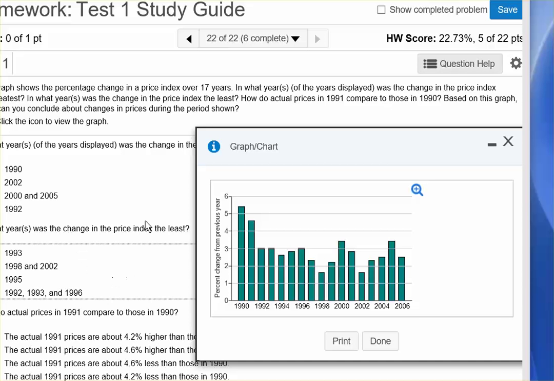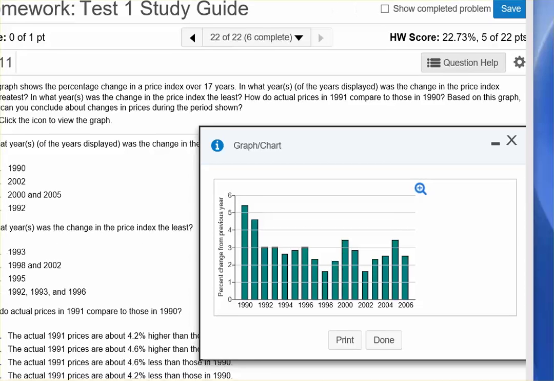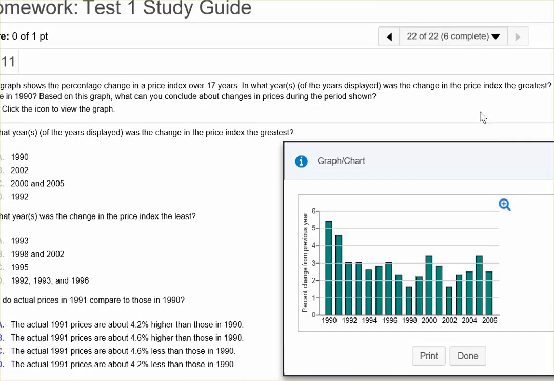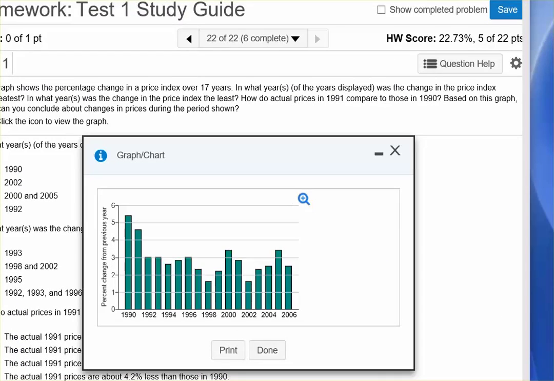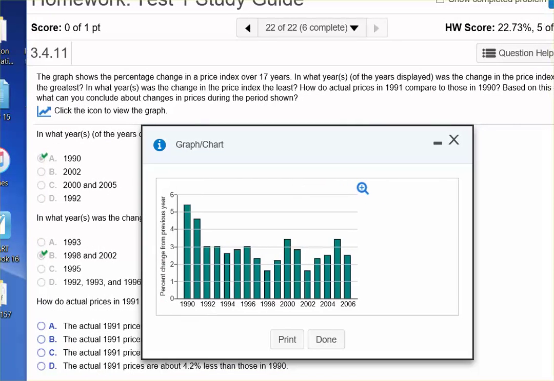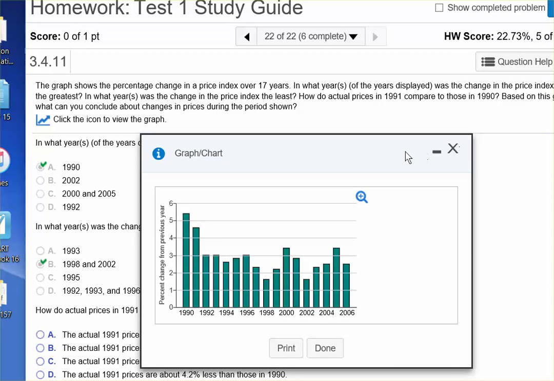And I don't think I can get this next question on the chart for you. Oh, yes, I can. Be patient with me here. There we go. All right.